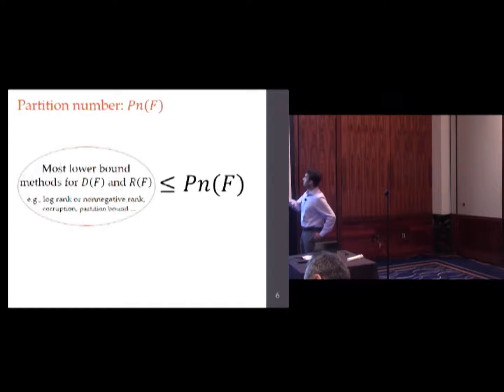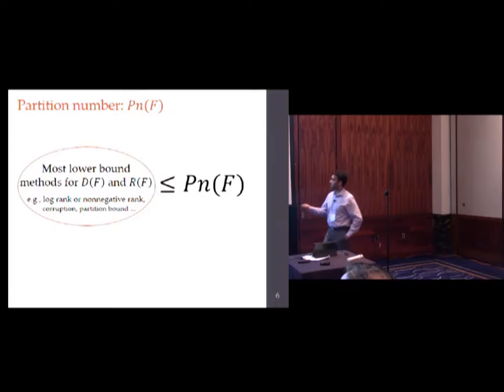And the relationship I want to highlight is that this partition number is an upper bound on almost every lower bound technique that you know. So every lower bound technique for either deterministic communication complexity or randomized communication complexity, like the log rank, non-negative rank, approximate rank, the corruption bound, discrepancy, the partition bounds, basically every lower bound technique you know, with the notable exception of information complexity, is upper bounded by this guy, the partition number.